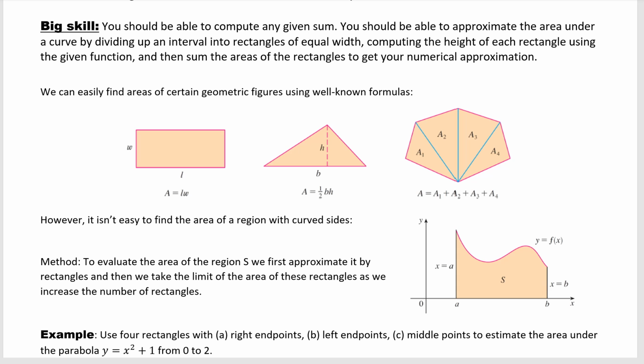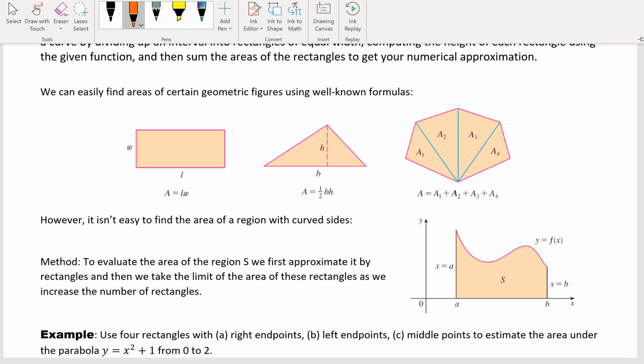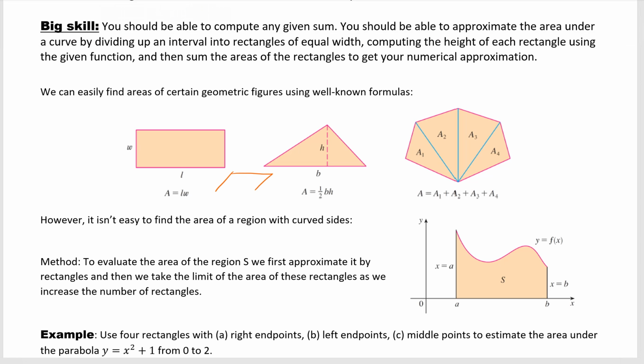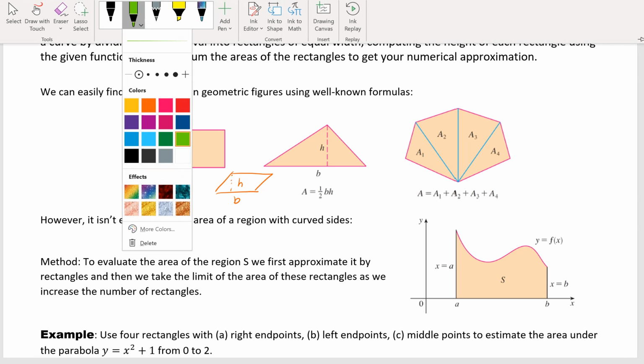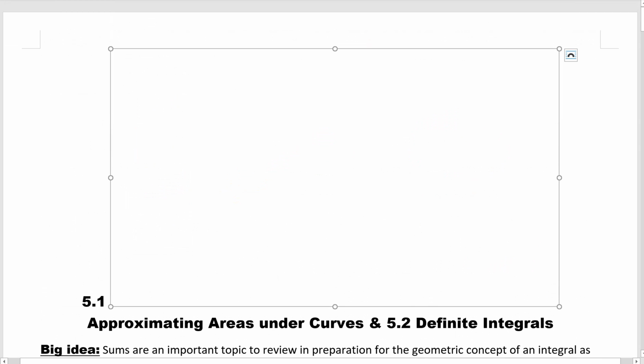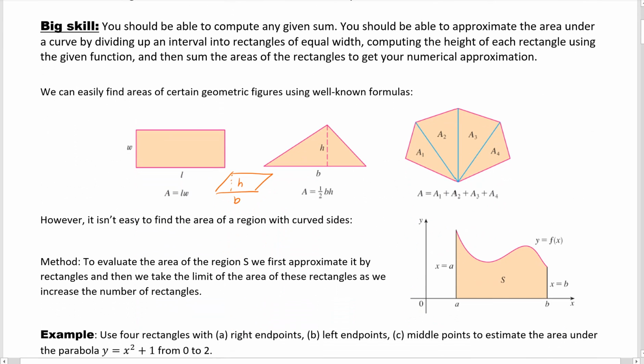What's the next one? Maybe how about the parallelogram? For a parallelogram, we have the base and height. How do we calculate it? We cut these pieces and move them here. So then we have a rectangle. That's why the area is base times height.